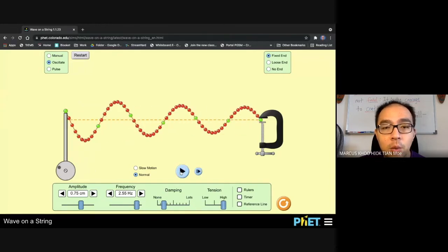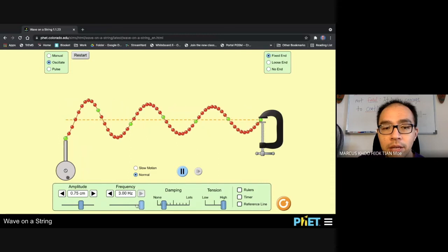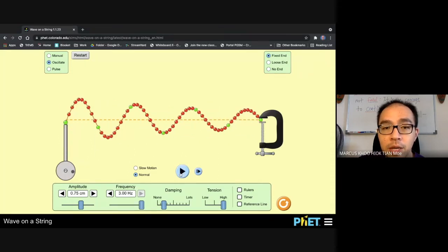Remember that wavelength is the distance between one crest and the other crest, or one trough and the other trough. I know that it's becoming smaller and smaller, but let's not talk about this. Let's just talk about the distance between one crest to one crest, or one trough to one trough. That is the wavelength. So when the frequency increases, this is what happens. Increase the frequency to maximum and you see this. You can notice that there is a change in the wavelength when you change the frequency.